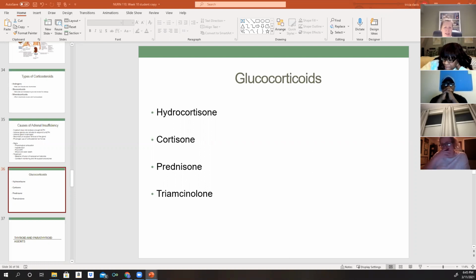And then we notice a decrease in the effectiveness of the drugs when we give them with salicylates, certain barbiturates, or rifampin.